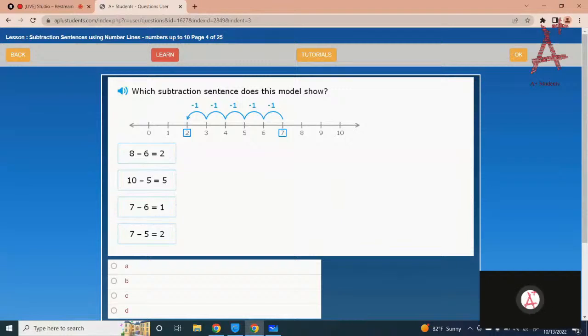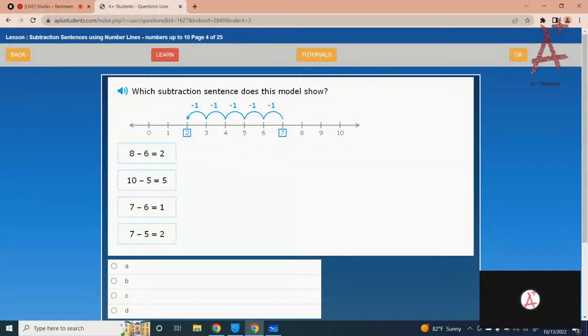Which subtraction sentence does the model show? You have to start and look at the numbers that are written in the blue squares. One of them is 7 and one of them is 2. So how many times do you move back? Just count the back arrows: 1, 2, 3, 4, 5. You move back 5 times. You started from 7, you move back 5 times and you reached 2. That means 7 take away 5 equals 2.